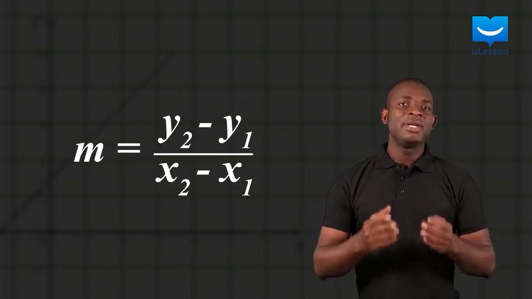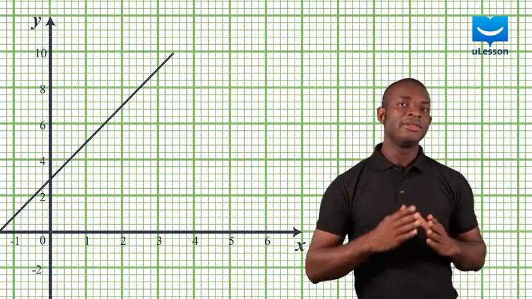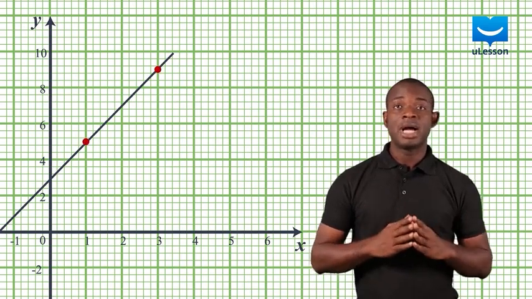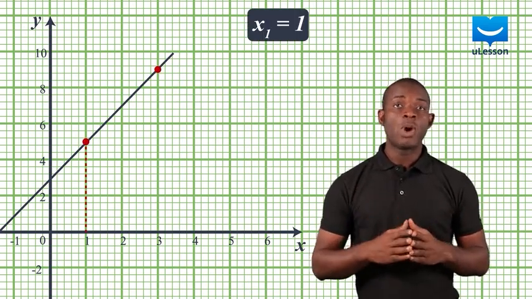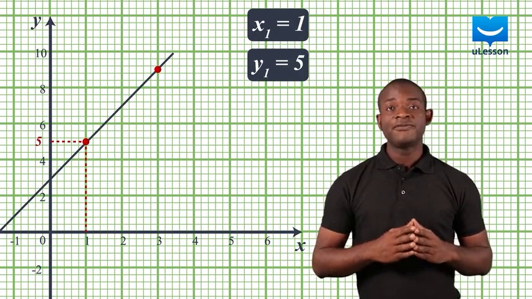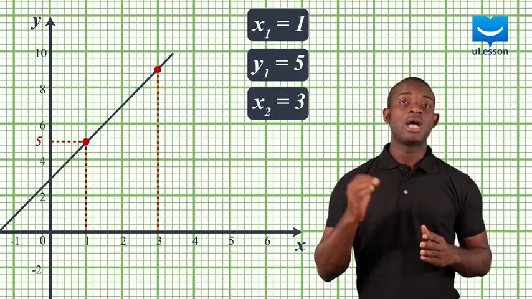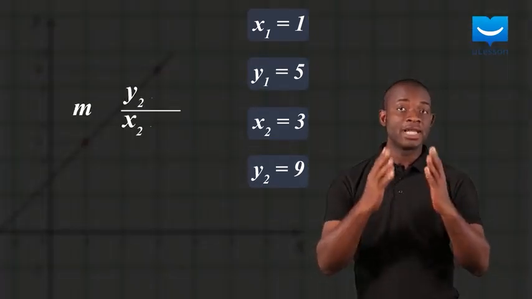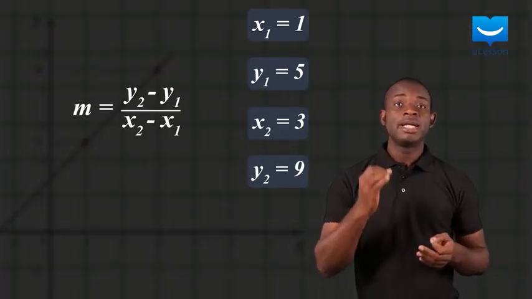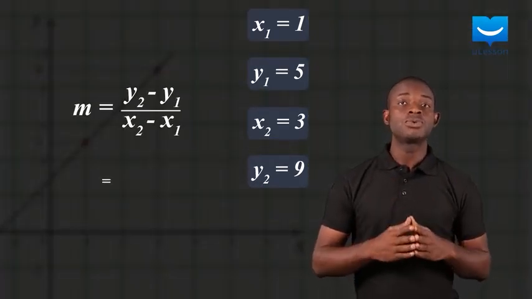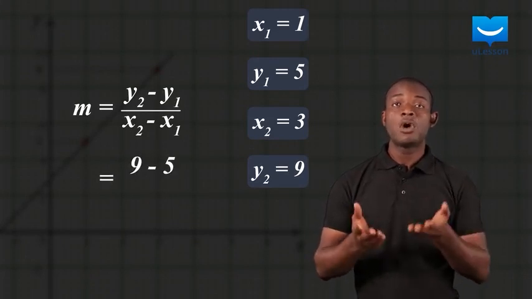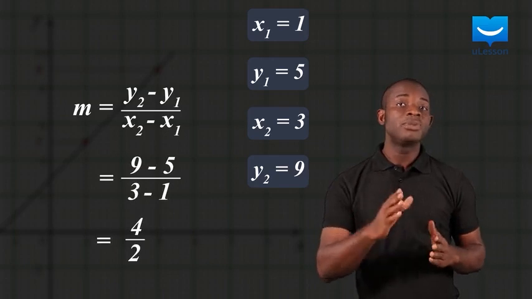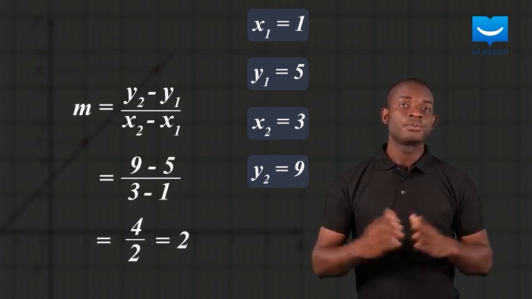Now, let's determine the gradient of the line represented in this straight line graph. If we select 2 points and trace them out, we obtain x1 to be 1, y1 to be 5, x2 to be 3, and y2 to be 9. Plugging these values into the formula given earlier, we can see that the gradient of the line should be equal to (9 - 5) / (3 - 1). On further simplification, we obtain the slope of the graph to be 2.